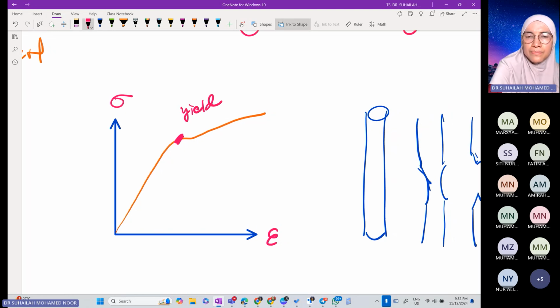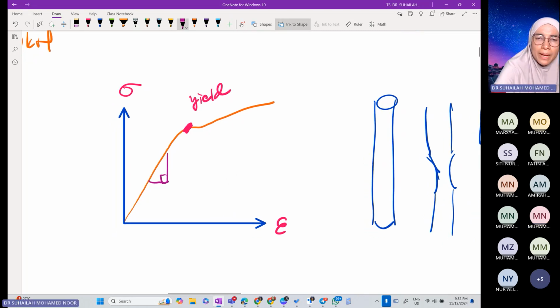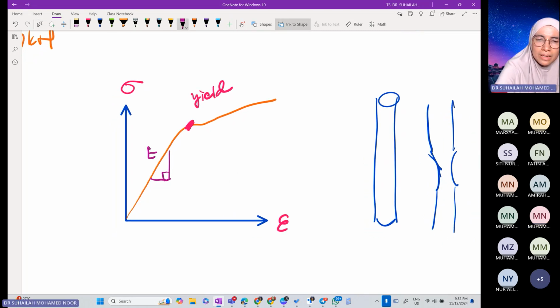Do you remember this? Can you recall about this? Yes. Okay, then on this graph there is a gradient, and the gradient is E. What is E? E is the modulus of elasticity, Young's modulus. When we do displacement analysis, we insert the EA and EI. So, this is that E.